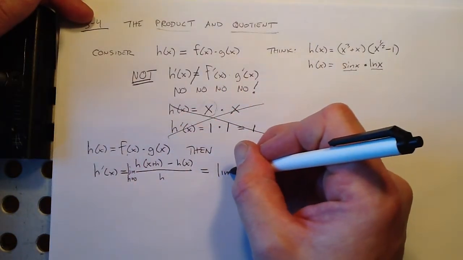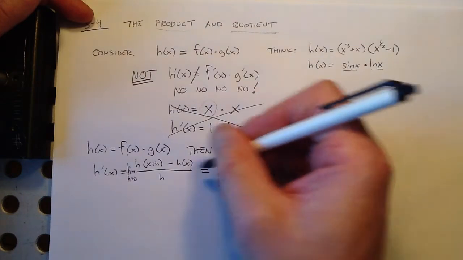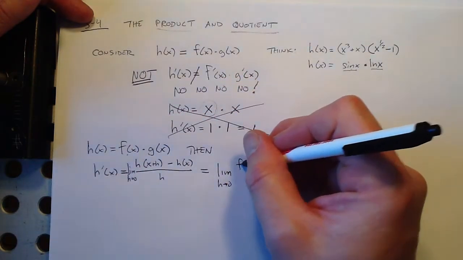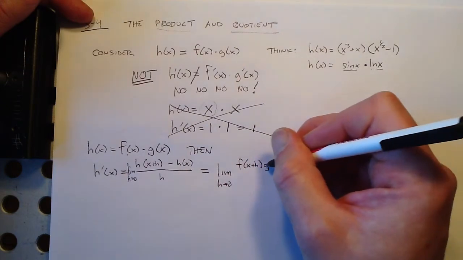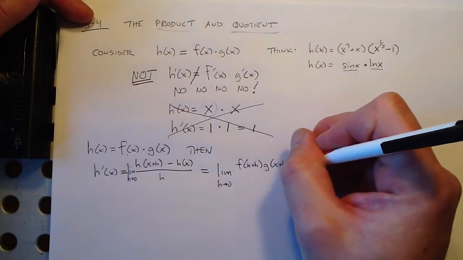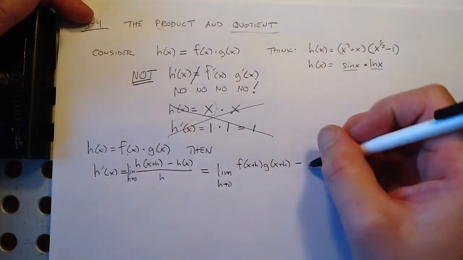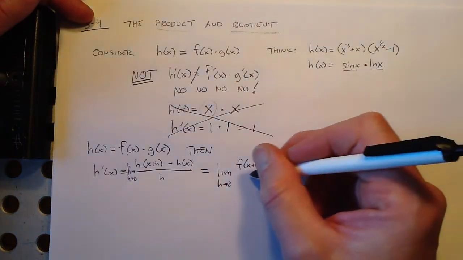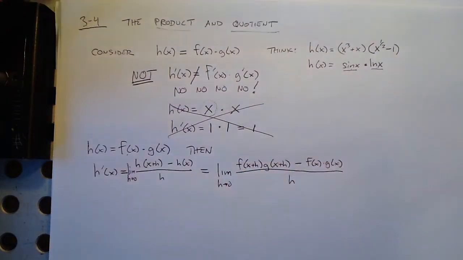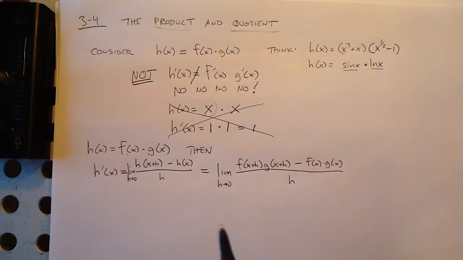And since the h of x function is really the product of these two, that means this really means, and now that our notation problem is going to go away, so I'm not going to call it that anymore, it's really f of x plus h times g of x plus h minus f of x times g of x all over h. You might want to pause for a second and see how this turned into this, because that's what that function is. All right, so take a second to think about that.